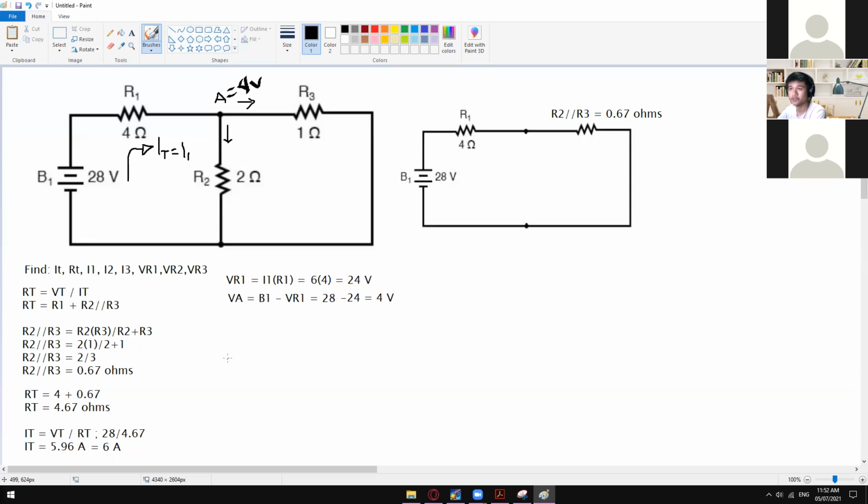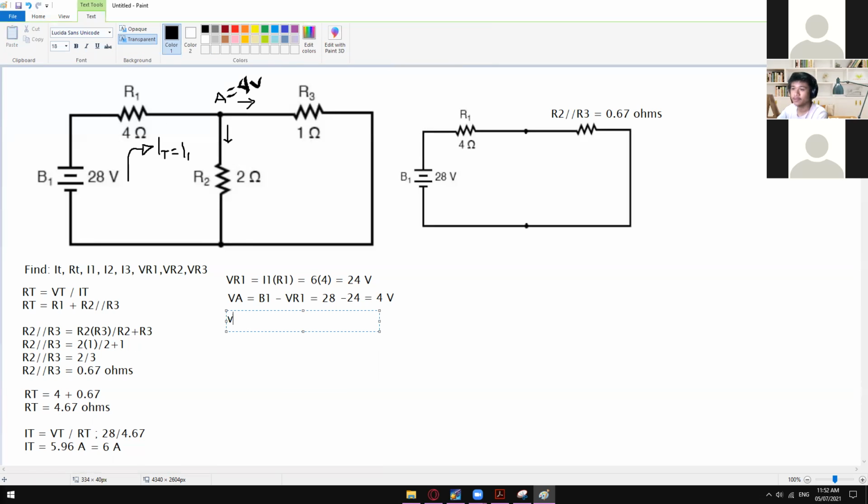So in here, we could assume that VR2 is equal to VR3, wherein the voltage that is flowing in there is equal to voltage A, or the potential voltage at node A. So VA is equal to 4 volts. So voila, we now have the values of VR2 and VR3 right away.